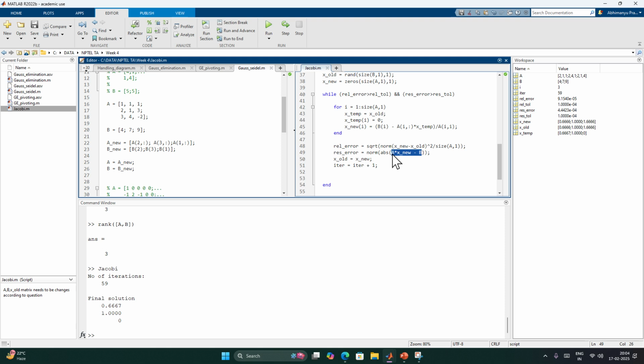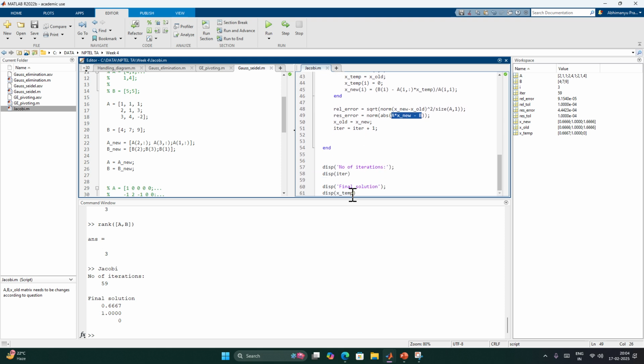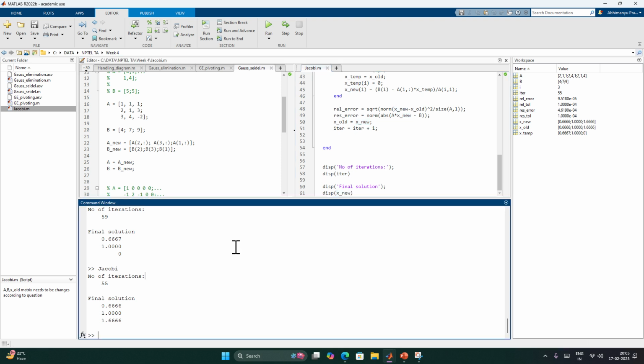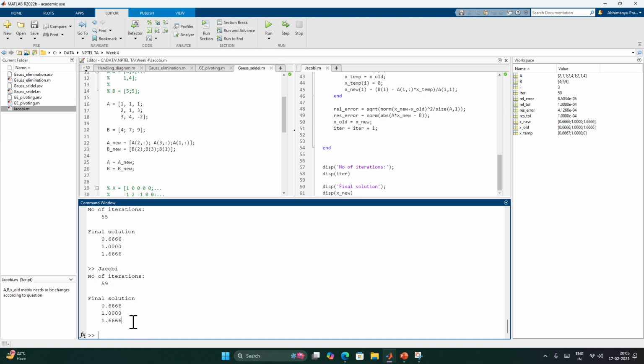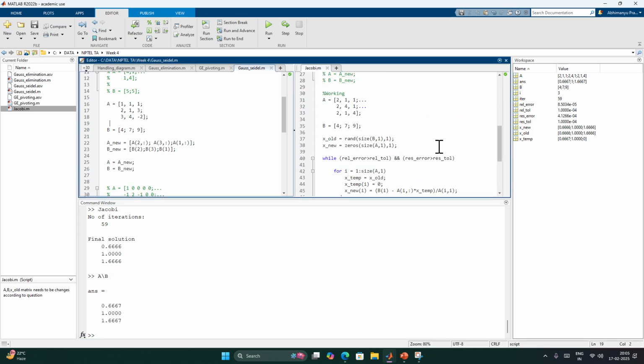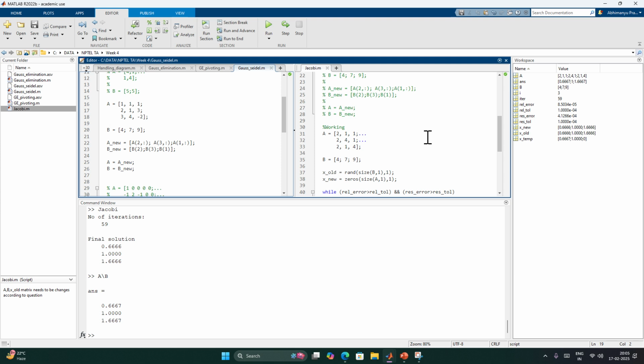Why is that happening? Okay, sorry, I was displaying the wrong variable. So Jacobi runs for 59 iterations and I get this value, which is similar to the final solution, 0.667, 1.667. So Jacobi iterations work perfectly fine for diagonally dominant matrices.